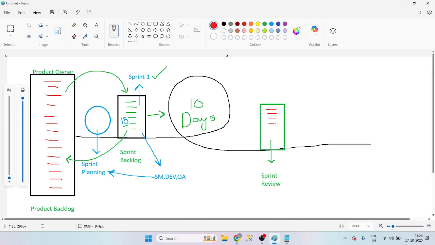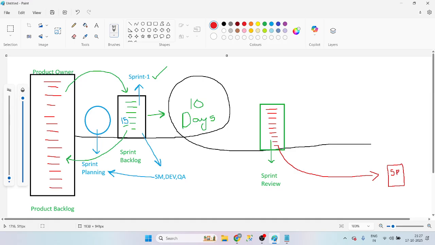That demo project, we are going to showcase to the product owner and stakeholders. Stakeholders are nothing but the client. Now, if the client is satisfied, we are moving these tickets to the product increment. This is called SP1, sprint one tickets.